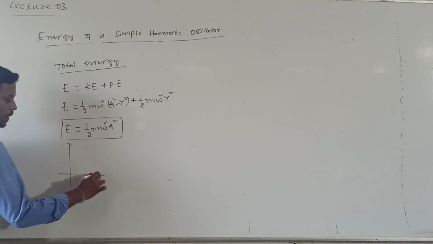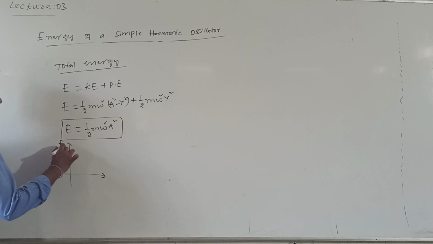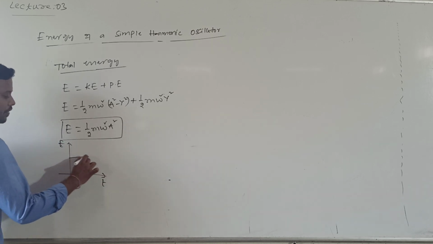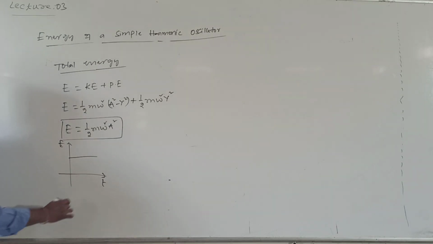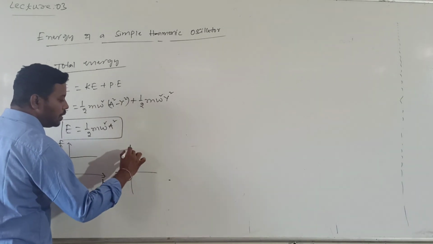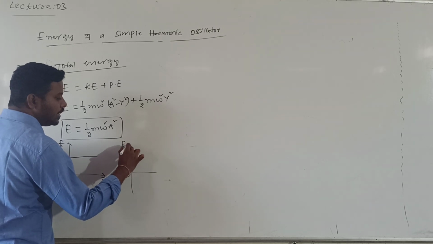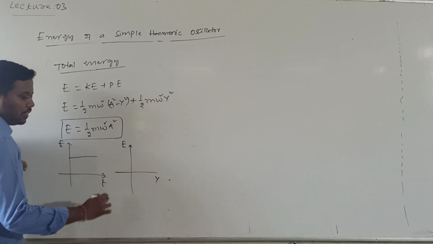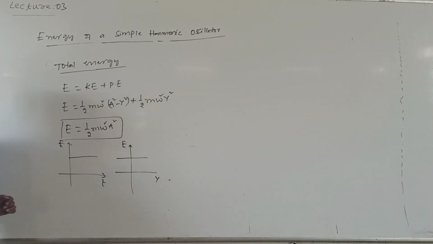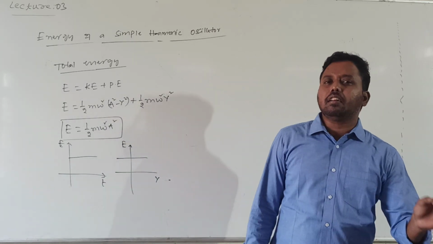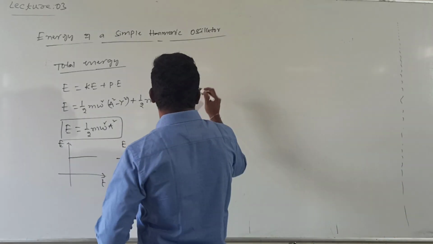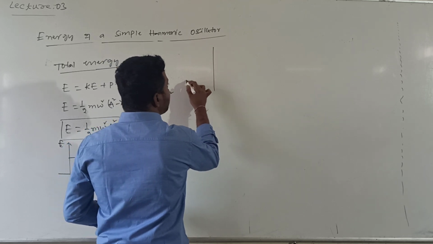If I plot the graph of the variation of total energy with time, I will get a straight line because E does not vary with t. If I plot the graph between total energy of a particle and the displacement y, then also I will get a straight line. Total energy will remain constant. Potential energy or kinetic energy will change, but total energy will always remain constant.